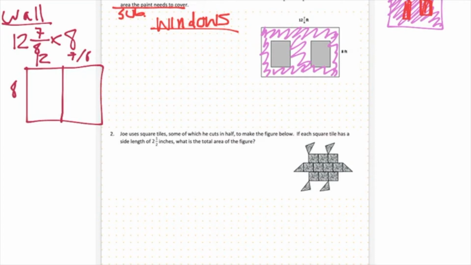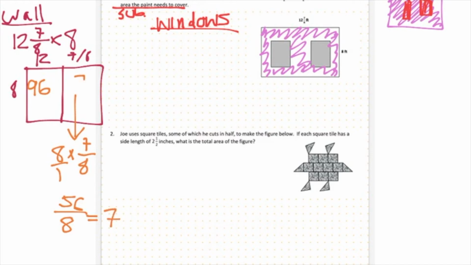I'm going to have 12 times 8. So you should be getting 96 there. And then here, it's saying 8 times 7/8. So again, that's like saying 8 over 1. And we are multiplying that top. And we have 56/8 that you're going to have written on your paper there for that second part, which I know is the same as saying 7.